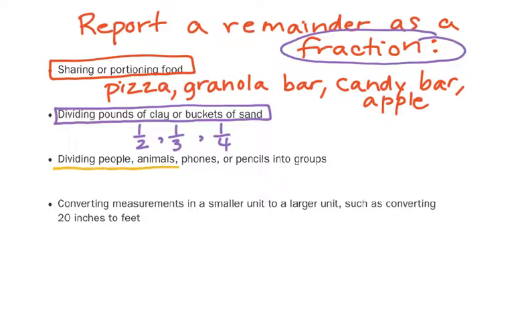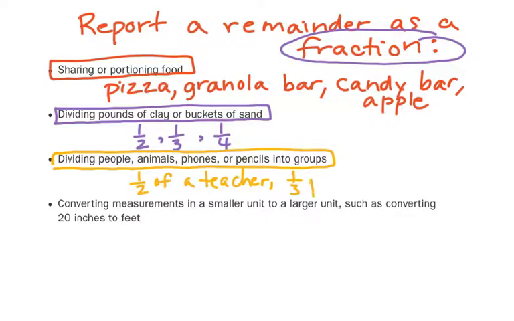What about if you were dividing up people, animals, phones, or pencils into a group? Would that make sense to divide that into fractions? Well, you wouldn't say half of a teacher or a third of a phone or a fourth of a pencil. So in that case, we would just ignore the remainder. It wouldn't make sense to report that as a fraction.